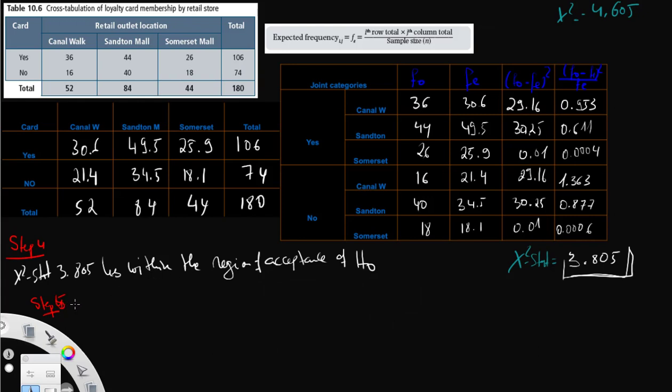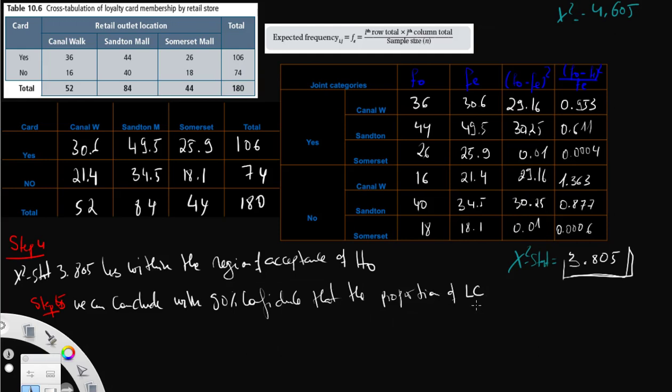We can conclude then with 90% confidence that the proportion of LC, loyalty card customers per store, is the same across all 3 store locations.